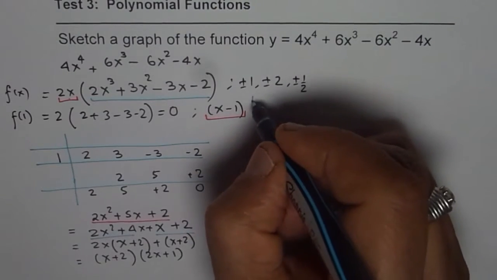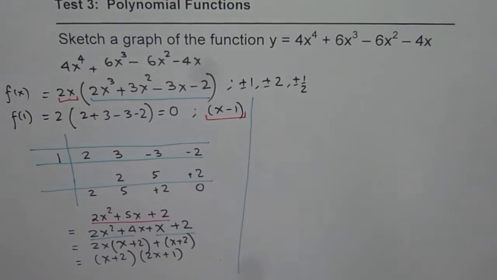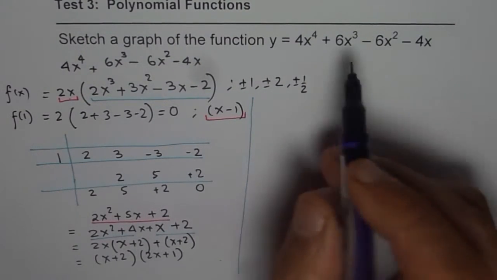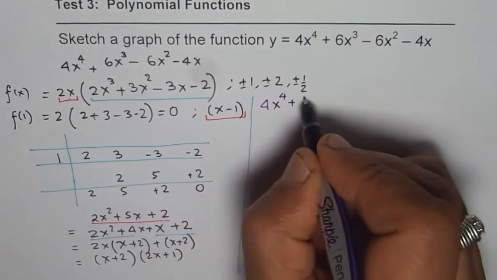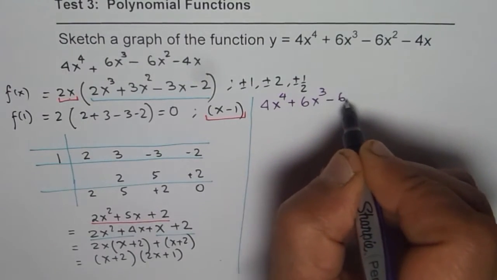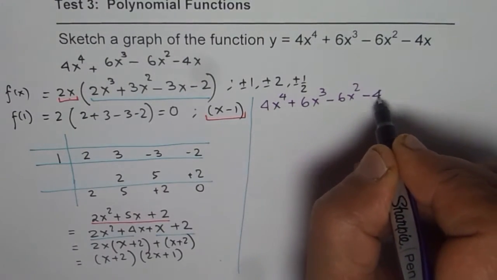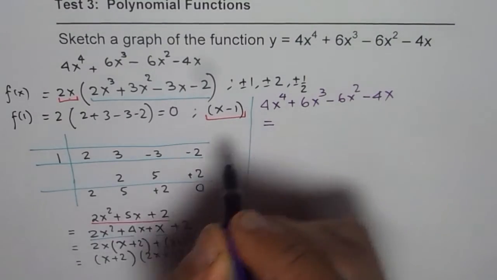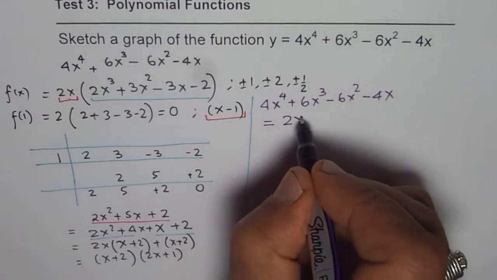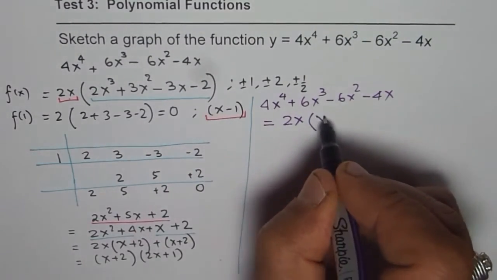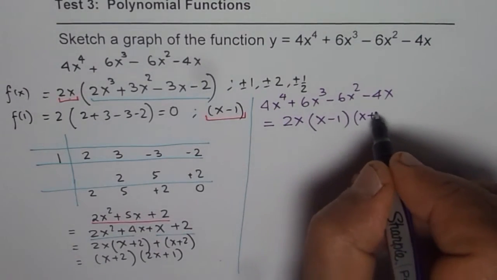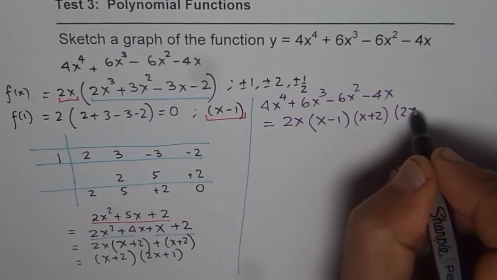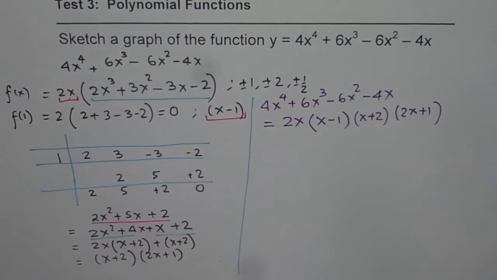Since we have completed the factoring, let us write down the original function in the factored form. The original function was 4x to the power of 4 plus 6x cubed minus 6x squared minus 4x, and this is equal to 2x times x minus 1 times x plus 2 times 2x plus 1. So that is how we can factor the given polynomial.